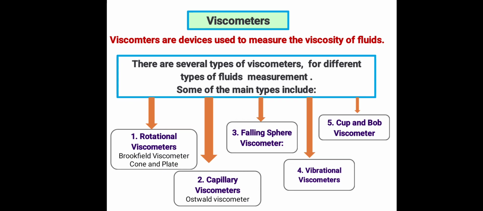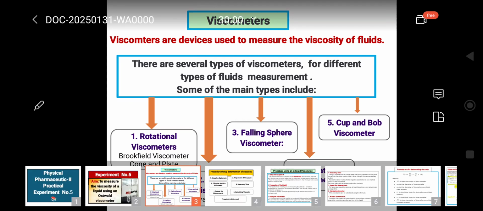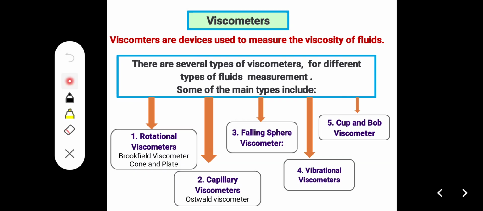Another point is types of fluid: Newtonian fluid and non-Newtonian fluid. Newtonian fluid is like water, a single-phase homogeneous liquid. Examples are benzene, syrup, acetone, and glycerin. Non-Newtonian fluids include plastic, pseudoplastic, and dilatant.